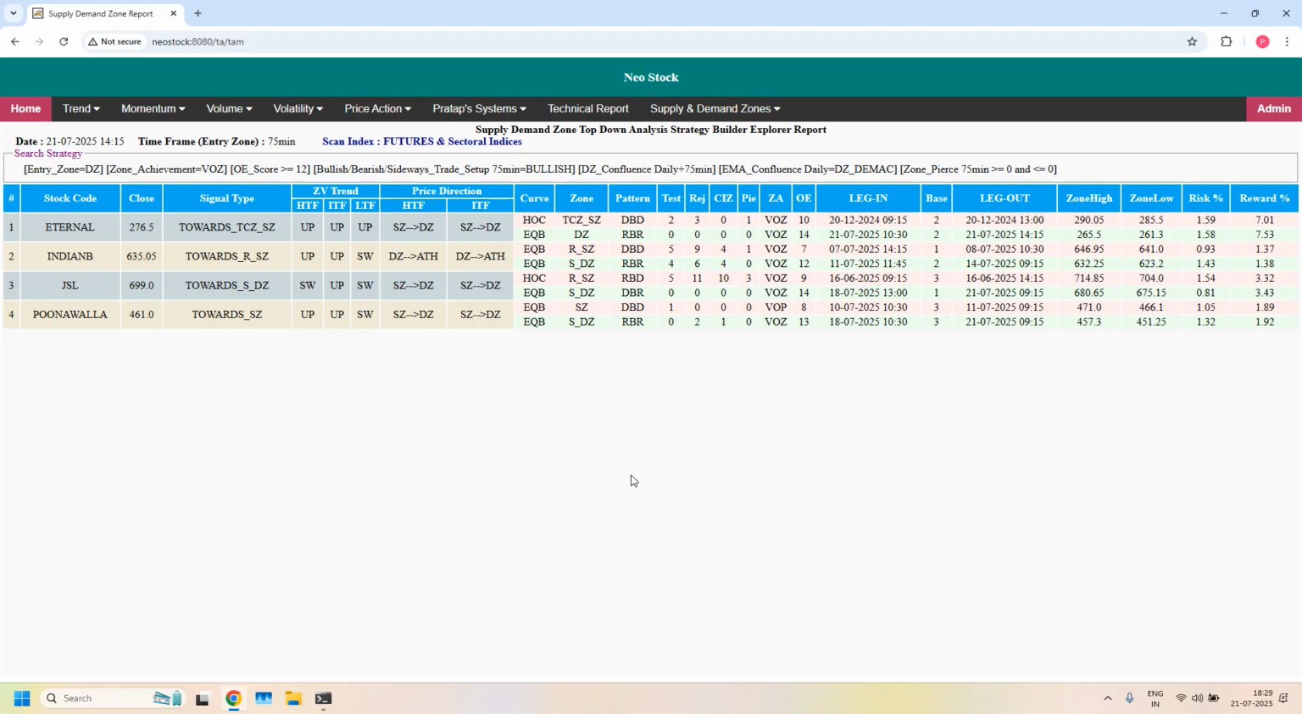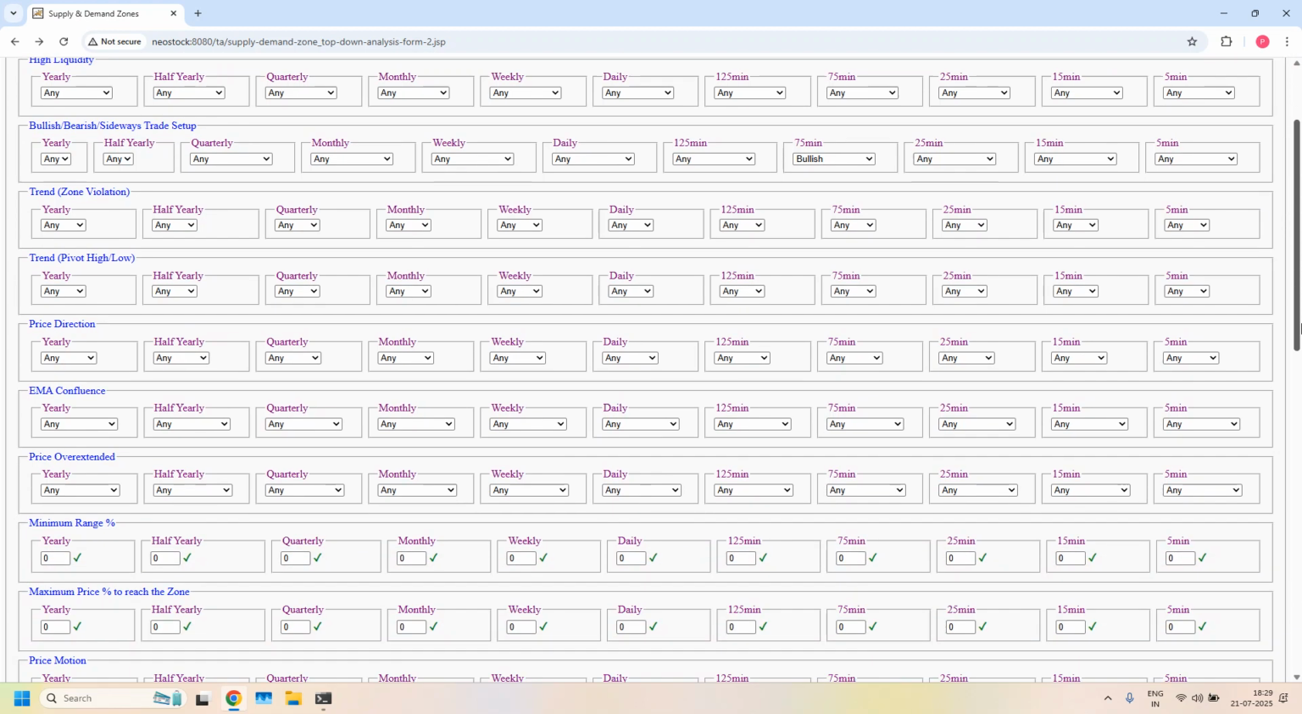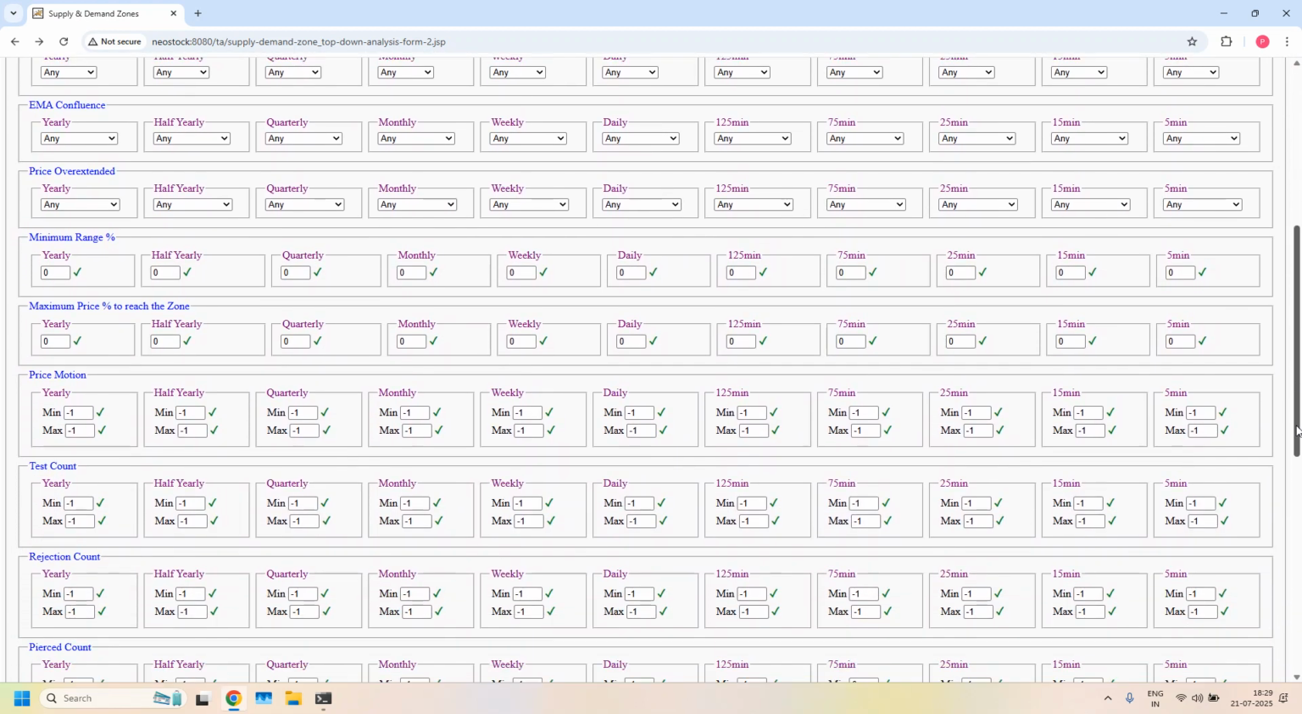Okay, next let us look into LTF, ITF and HTF demand zone confluence supported stocks. 75 minutes, daily and weekly demand zone confluence supported stocks. So I'm going back, removing the EMA filter because it is ITF specific. Now we should focus on HTF.